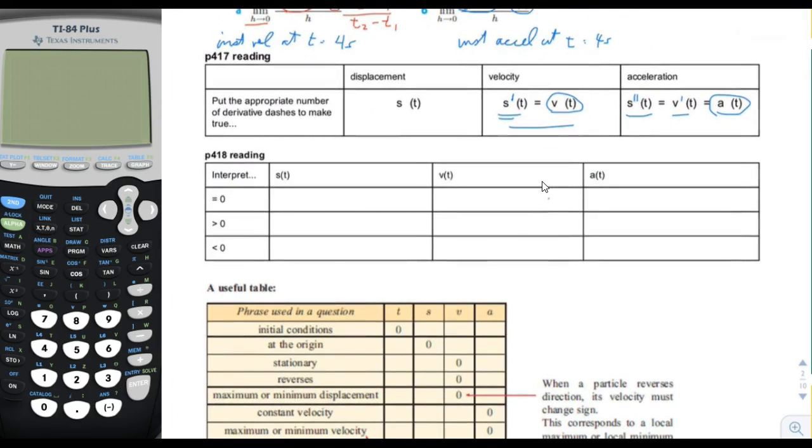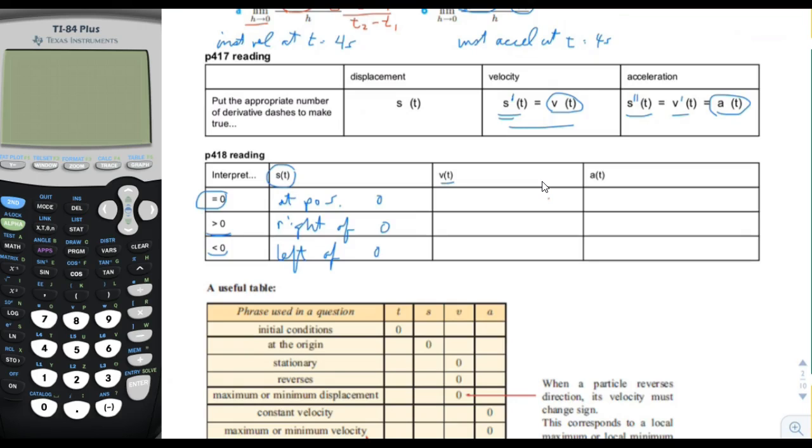Okay, now let's interpret the following. When the displacement is 0, that just means you're at position 0, at the origin is another way to say it. What about s of t greater than 0? That means you're to the right of the origin. What about when s of t is less than 0? That means you're to the left of the origin.